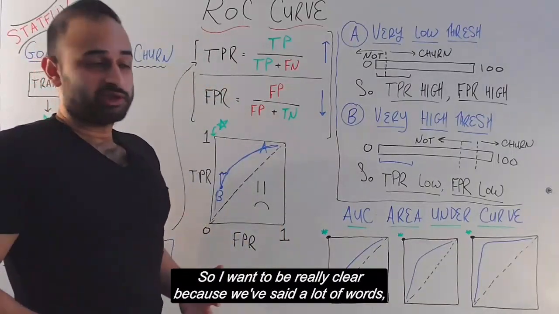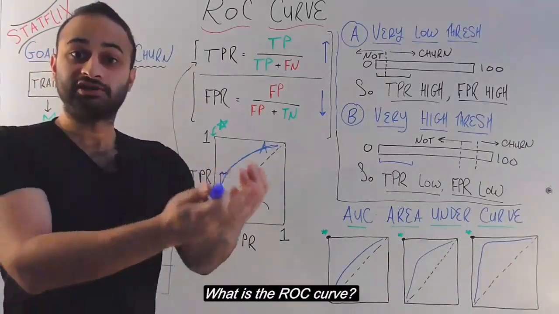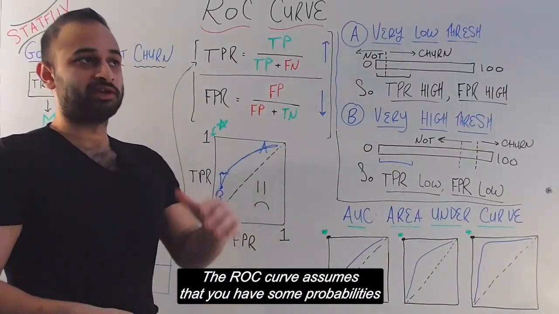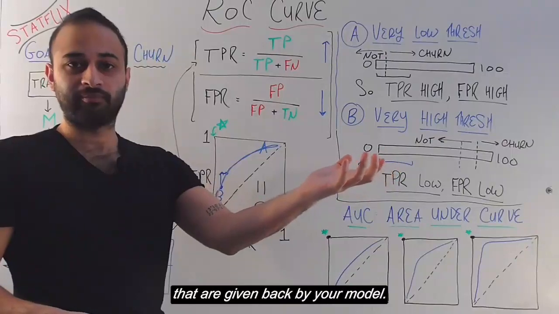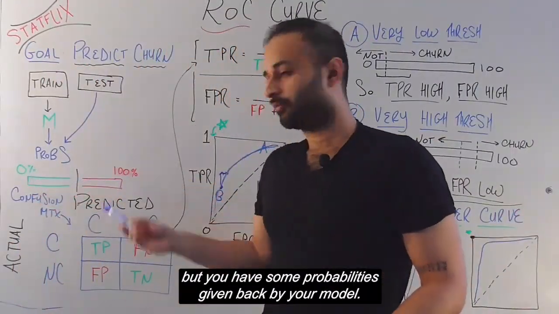So I want to be really clear because we've said a lot of words, but I want to tie everything together into one nice narrative. What is the ROC curve? The ROC curve assumes that you have some probabilities that are given back by your model. Again, the model doesn't matter, but you have some probabilities given back by your model.